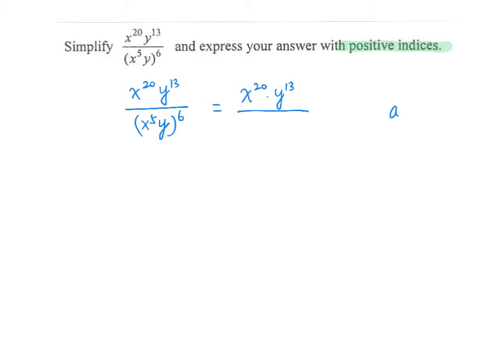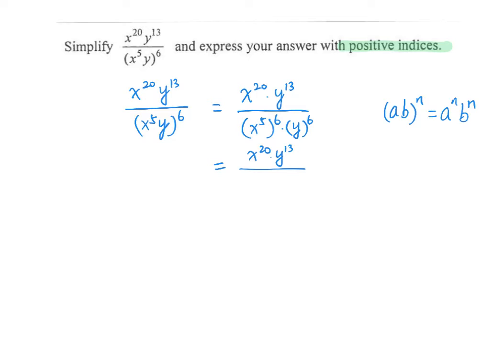a times b inside the bracket to the power n, so we will have a to the power n, b to the power n. So we have x to the power 5, then to the power 6, times y to the power 1, then to the power 6. So we can separate each part inside the bracket. So x to the power 20, y to the power 13 on the top. And at the bottom, we still have a to the power m, bracket to the power n.